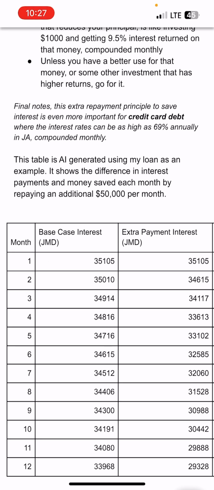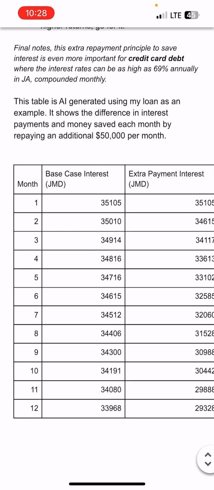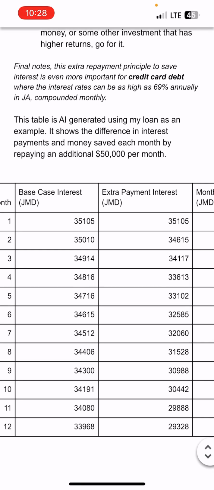If it was a credit card, they would have charged you some 50% interest. A car loan, they might charge you some 15-16% interest, right? They pay the people then. Anyway, so that's the end of this.